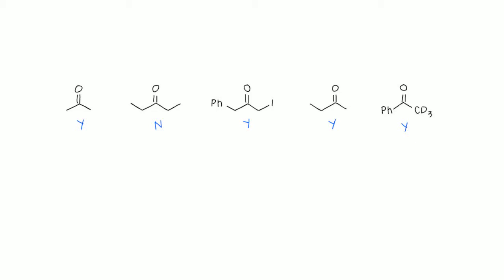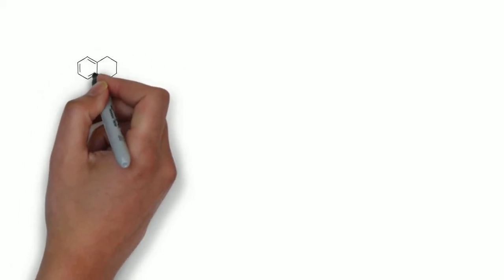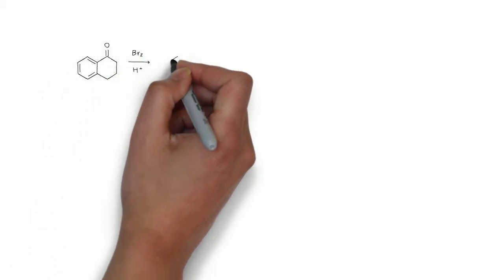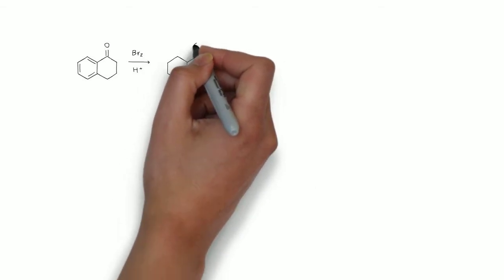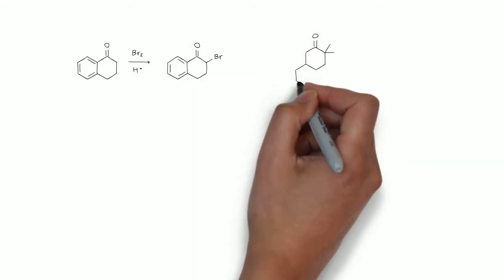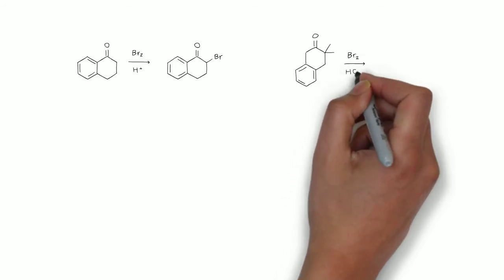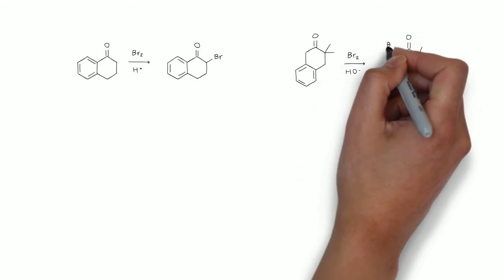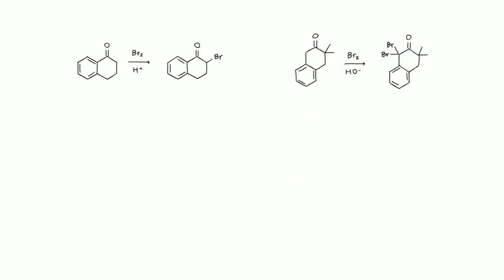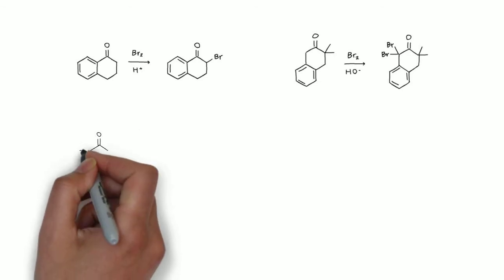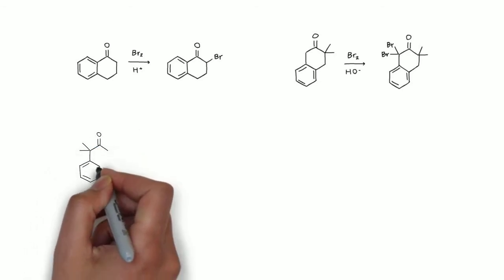To a synthetic chemist, this is great because we have flexibility. If we want to take this ketone and brominate it once, we would do that under acidic conditions. But if we want the dibromide of this ketone, then we would use basic conditions. And if I have a methyl ketone under basic conditions, I can convert it to the carboxylic acid.